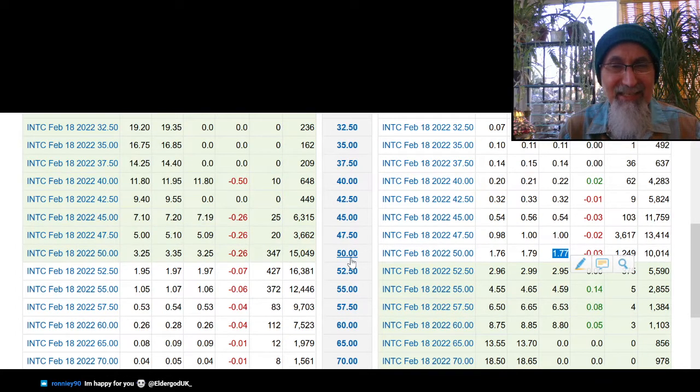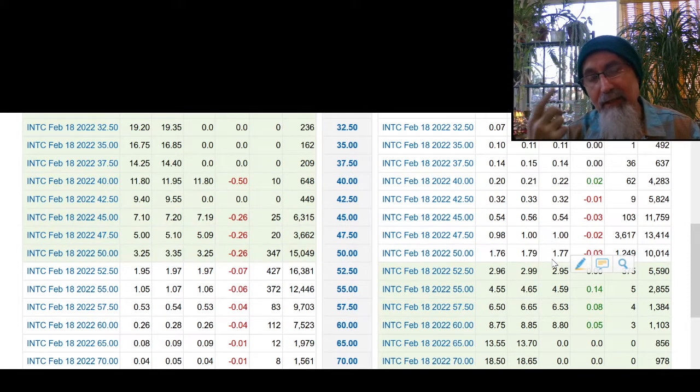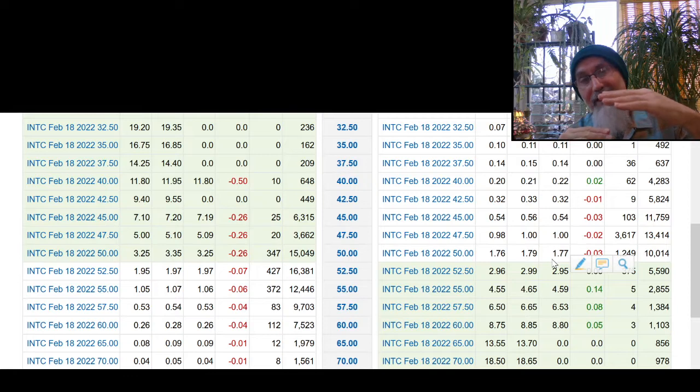If that's the case, then you only make money if Intel is sitting at 48.33. 50 minus that 1.77, yeah, 48.33, you break even, right? Because the difference between 48.33 and 50 is $1.77. If Intel closes below 48.33, you're making money, right?